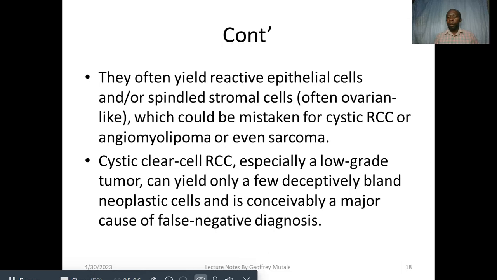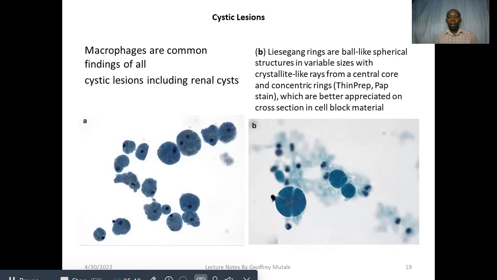Cystic clear cell renal carcinoma, especially at low grade, can yield only a few deceptively bland neoplastic cells and is visibly a major cause of false negative diagnosis in renal cytology. So here we can look at images demonstrating some of the cystic lesions that we have. In A, we can look at the macrophages, which are very common. They are a common finding in all cystic lesions, including renal cysts.